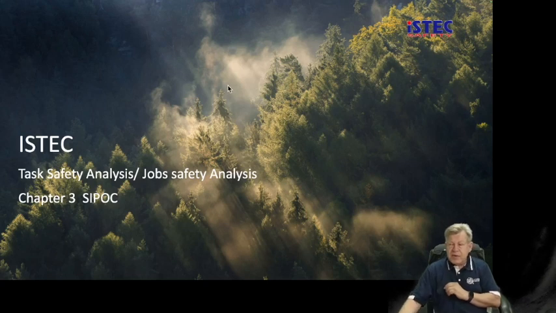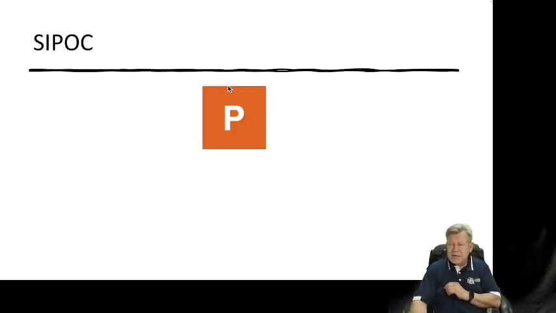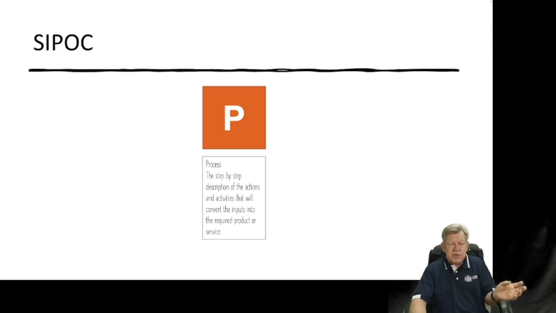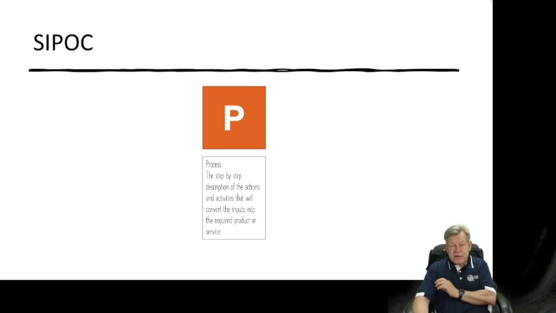And SIPOC stands for P, stands for process. The process is what we've just listed. It's the step-by-step analysis of whatever you are going to do to change your raw materials, your inputs into the product of this process. The second letter is O.